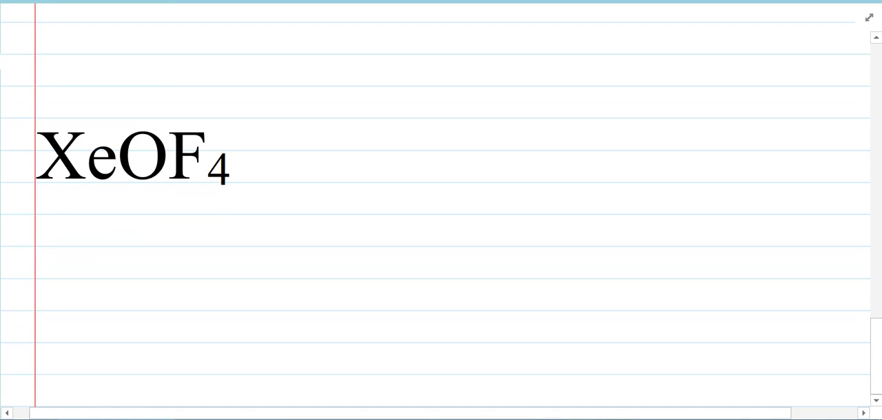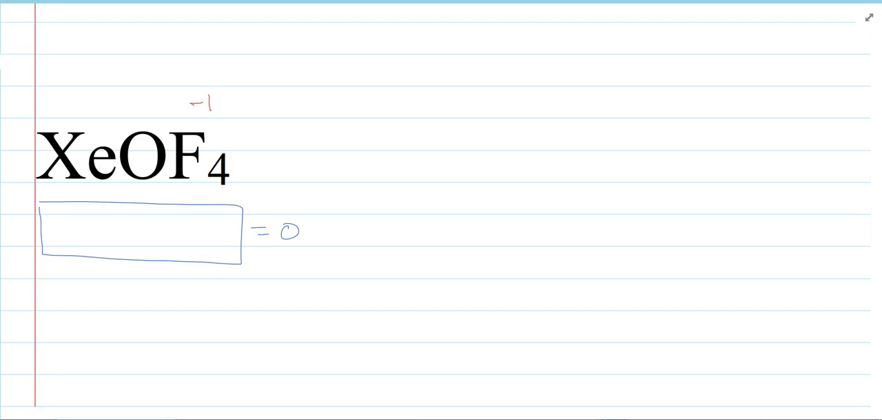XeOF4. Math help down here. Adds up to 0. So who do I start with? Well, it's not an element by itself. It's not a monatomic ion. I have fluorine. Fluorine's -1. And there are 4 of them. Then I have oxygen. Is oxygen paired with fluorine, or is there more than 2 elements there? There's more than 2 elements, and one of them is not hydrogen. So oxygen is going to be -2 as well. That means the xenon is going to be plus what? Looks like it's +6, isn't it?